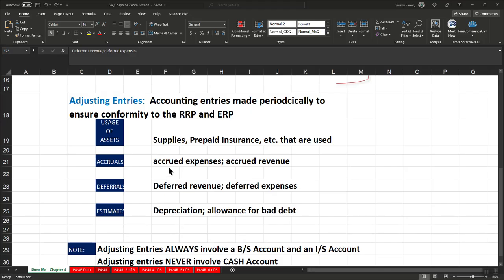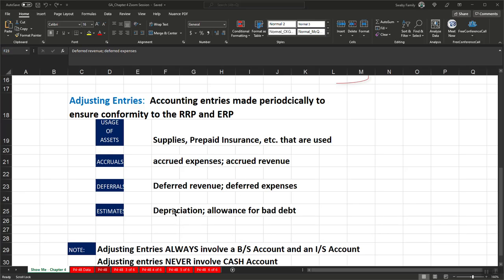Another popular type of adjusting entry is accruals. Accrual occurs whenever you have an expense that has been incurred but payment has not yet been made. For example, you have employees who have earned their wages, but the pay period is after the close of the fiscal period. Alternatively, you can have revenue that was earned but has not yet been received. This you will not come across in Chapter 4. You may see it in a subsequent chapter.